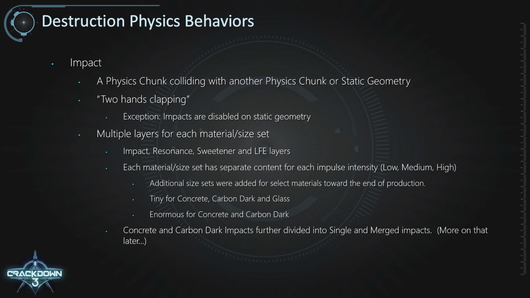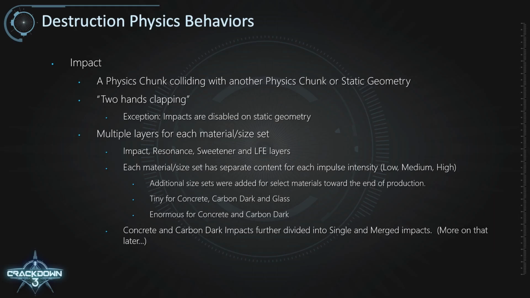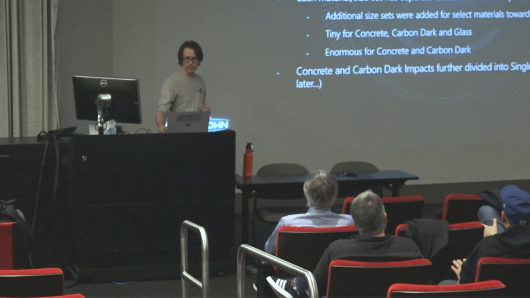We also have some additional size sets that were added toward the end of production. Tiny for concrete, carbon dark, and glass. And we also created a new one called enormous at the very end, because we found that we had very, very large pieces that just kind of need a little extra cinematic oomph. And then lastly, carbon dark and concrete are further subdivided into single and merged impact sets. And we'll talk a little more about that when we get to collision merging.